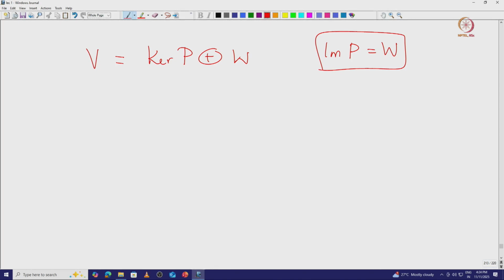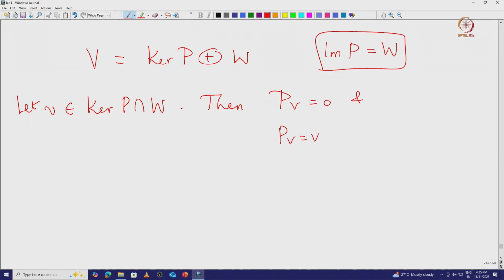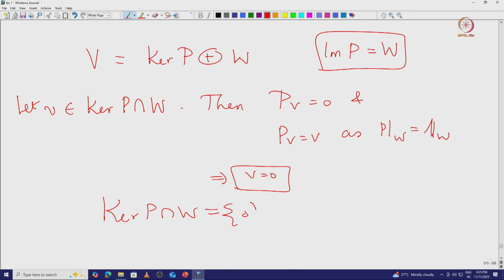So, let us prove this. It is immediate that if you have an element in the intersection, then that is supposed to be 0. So, let v be from this intersection. Then it is immediate that Pv is 0 and Pv equals v as P restricted to W is identity on W. So, that will imply that v is 0. So, that proves that kernel P intersection W is always 0.